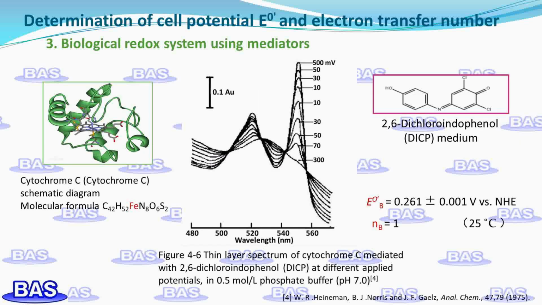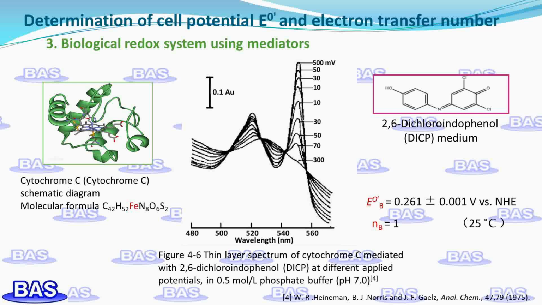Taking cytochrome c as an example, cytochrome c has no obvious redox peak in the gold mesh grid optically transparent thin layer cell, but when 2,6-dichlorophenol indophenol is added to the solution as a mediator, the rate of oxidation reduction of cytochrome c is greatly increased by reacting with dichlorophenol indophenol. The spectra of cytochrome c at different potentials are shown in figure 4-6.